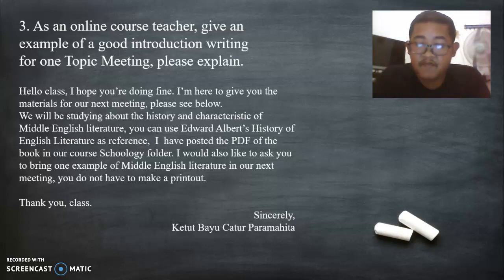So the first thing that we can see here is that the teacher gives the student a heads up for the next materials that they will have to learn, and he gives the student particular instructions on what to do, which is to study about the characteristic and history of Middle English literature. In order to save the students' time from looking around for information on the internet that might not be factual, the teacher gives standard references, which is Edward Albert's History of English Literature.